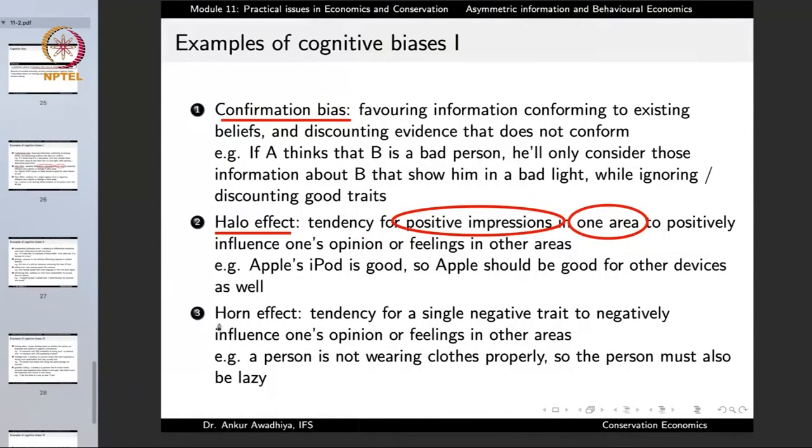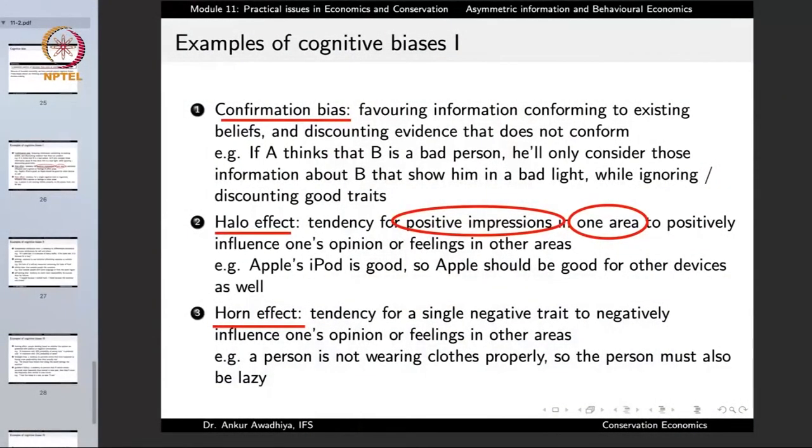Horn effect. Tendency for a single negative trait to negatively influence one's opinion or feelings in other areas. A person is not wearing clothes properly, so the person must also be lazy. Well, it is possible that this person is just coming out of a train after a very long journey, so this person is not looking very sharp. But that does not mean that this person is lazy. But what people do is they just take one thing and put the same feeling on every other trait.